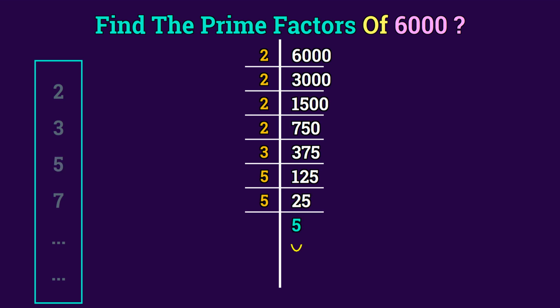Dividing 5 by 5, which equals 1. So 5 divided by 5 equals 1.